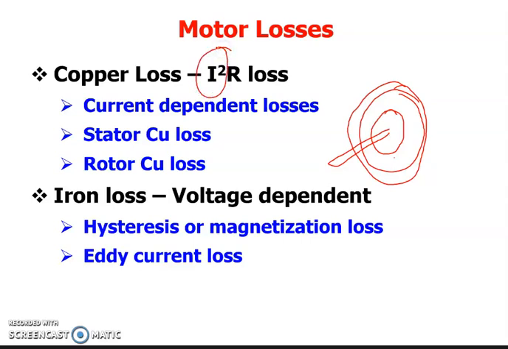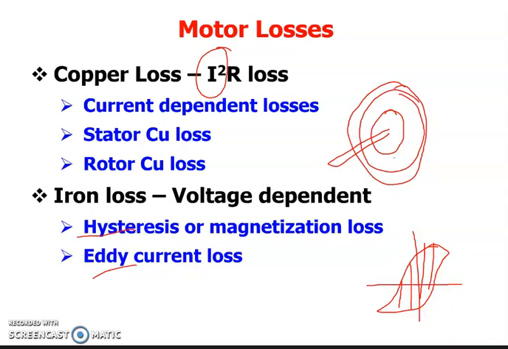And iron losses are voltage dependent losses, and the basic classification of iron losses are hysteresis loss and the eddy current loss. So these eddy current losses can be reduced by having a number of laminated sheets inside the system, and the hysteresis loss can be reduced by taking a material which is having a lesser area under the BH curve, which you have studied in your first year. So if the BH curve area is less, then the hysteresis losses will be lesser. And the eddy current losses can be controlled by having thin laminated sheets.